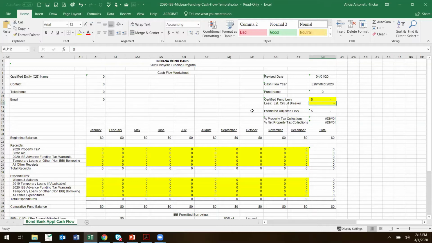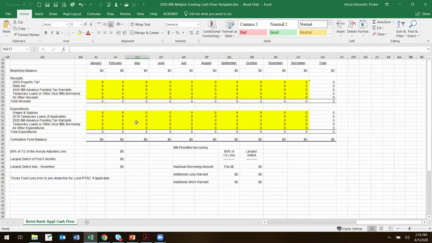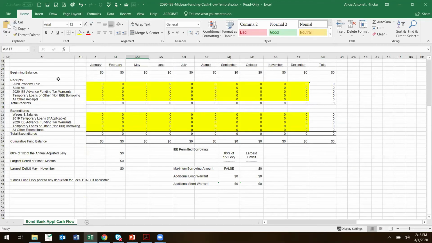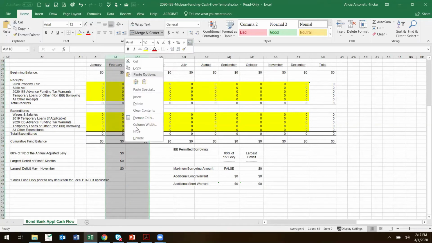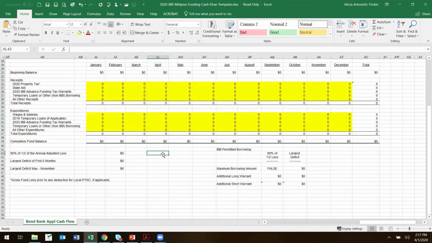Looking into the information, you'll see a lot of it is about the same. You're going to enter your actual receipts and expenditures for the months of January and February. And then you have to do some estimation. So then we get into the month of March. It looks like we maybe have a couple columns hidden there. But you would then estimate out your cash flows from March through the end of the year.